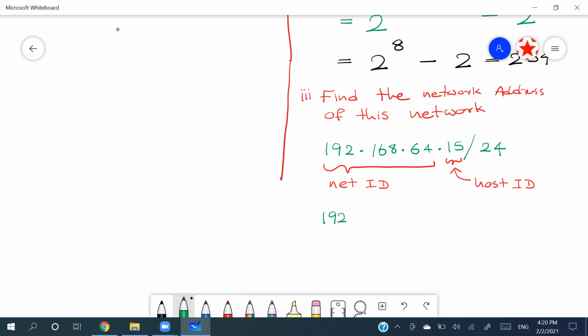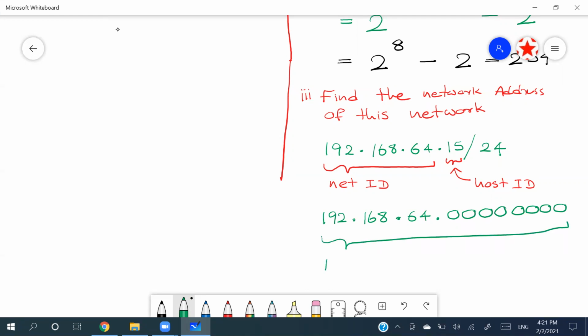So 192.168 won't change. 64 won't change, and this host ID has 8 bits, so those 8 are changed into zeros like this. Which gives you the IP address 192.168.64.0, which is the network address.